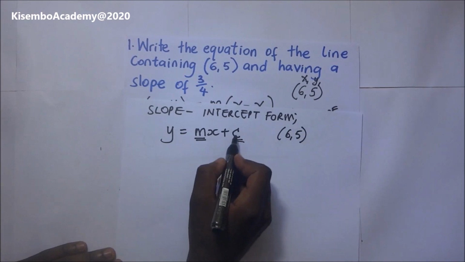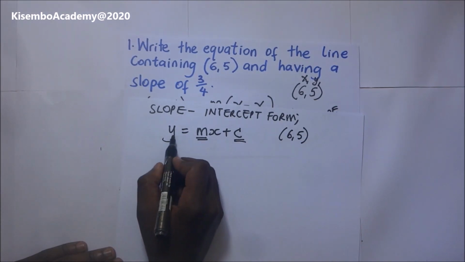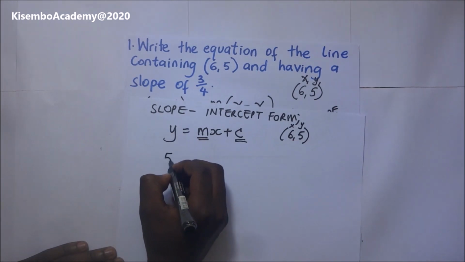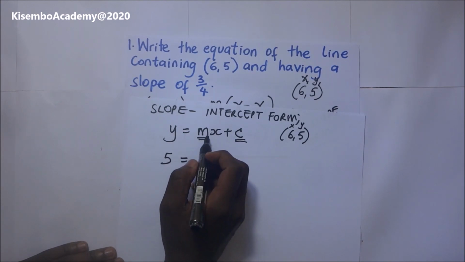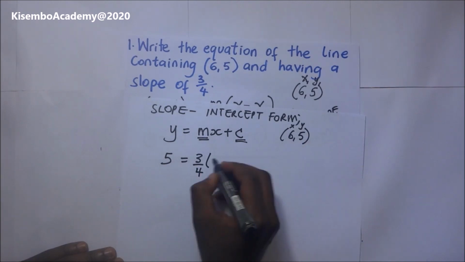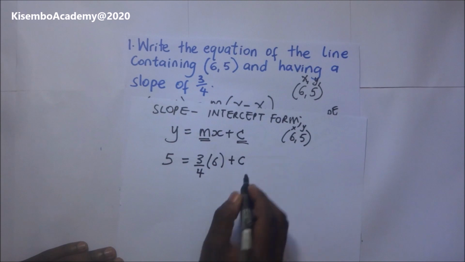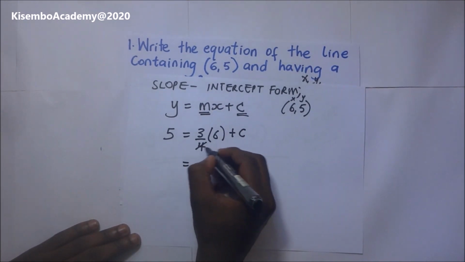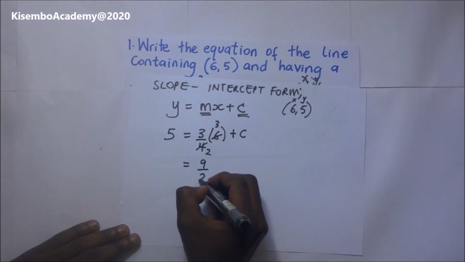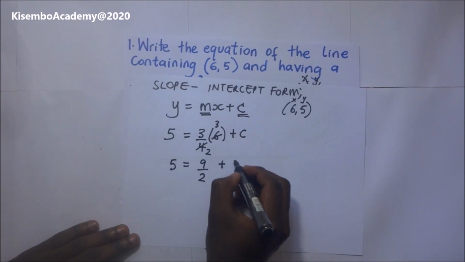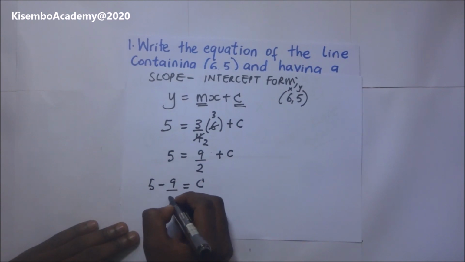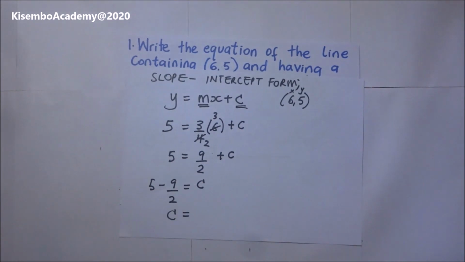We first have to find the value of c, so we are going to substitute. This is the value of x, that's the value of y. So the value of y here is 5, equal to m, the slope or gradient, which is 3/4, multiplied by the value of x, which is 6, plus c. By 2 this gives us 3, and 3 times 3 is 9 over 2, plus c equals 5. So our value of c is 5 minus 9/2, and our value of c is a half.